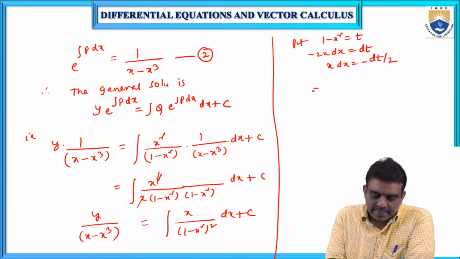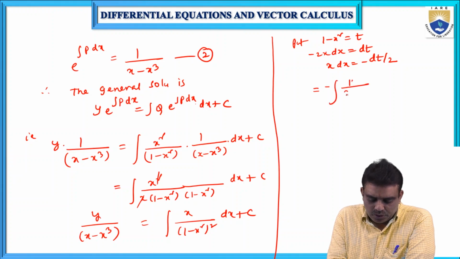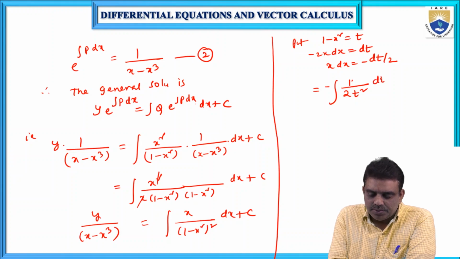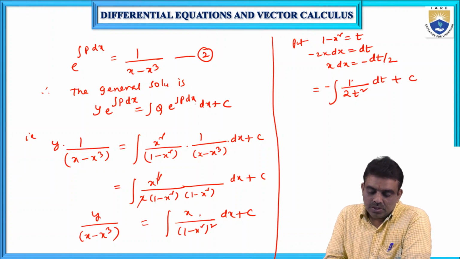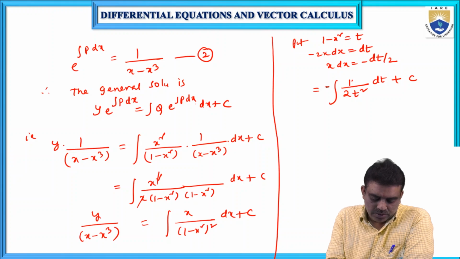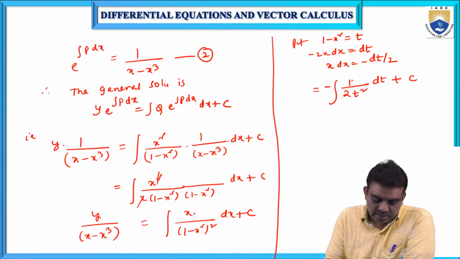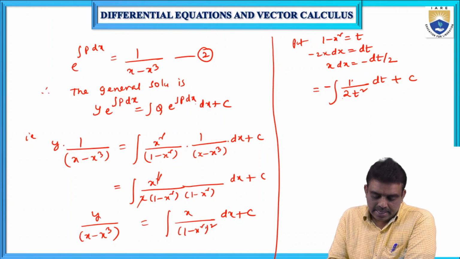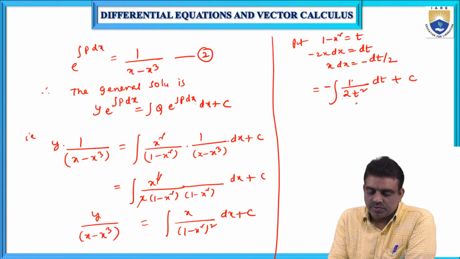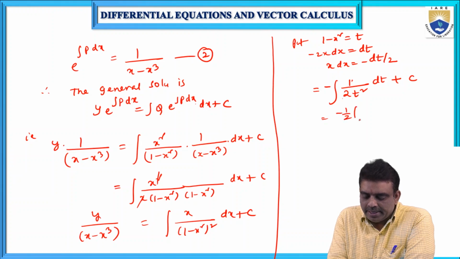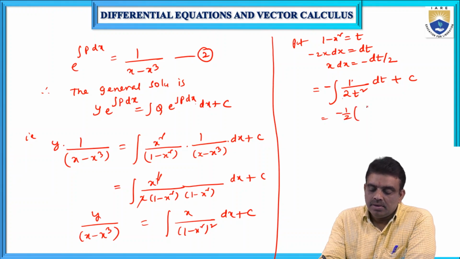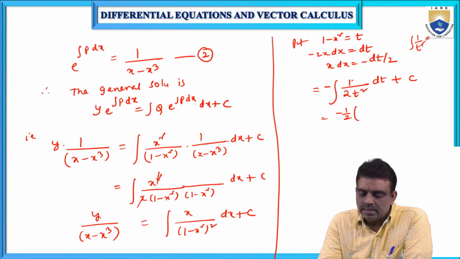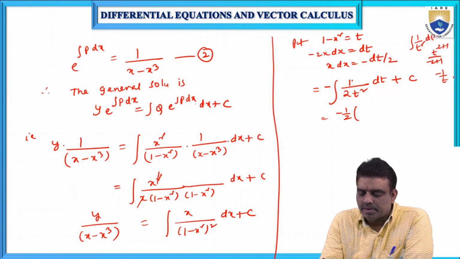So now the right hand side part will become minus 1 by 2 into 1 by t square dt plus c. So here minus is already there, dt by 2 instead of x dx, and here 1 minus x square is t, so it is t square. So minus 1 by 2 into 1 by t square. What is the integration of 1 by t square? t power minus 2 plus 1 by minus 2 plus 1, that is minus 1 by t.